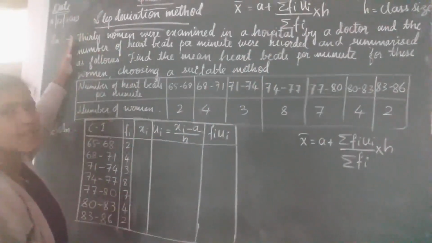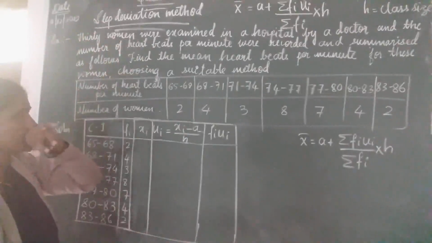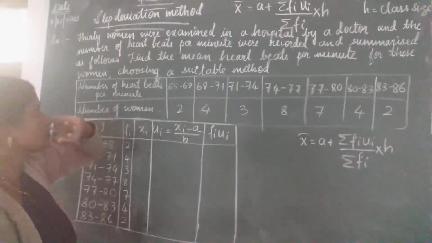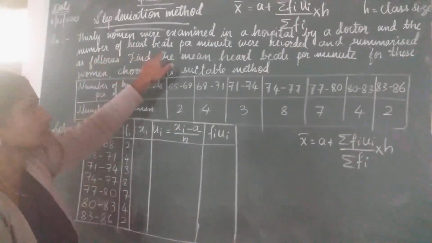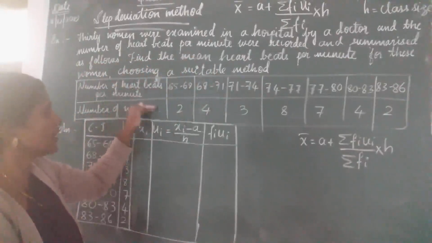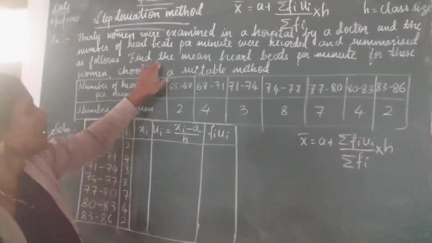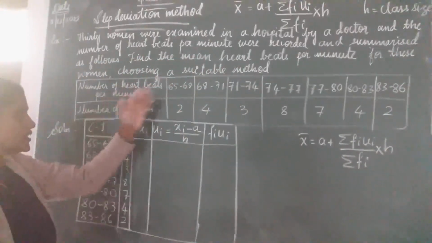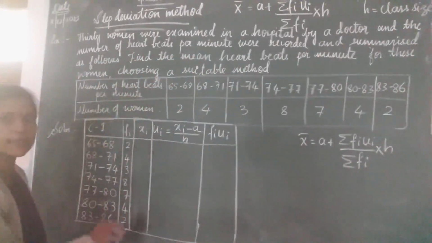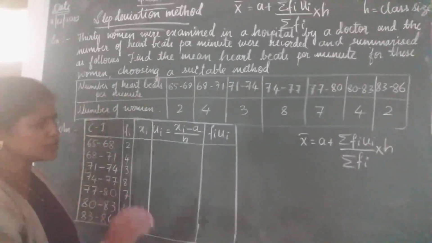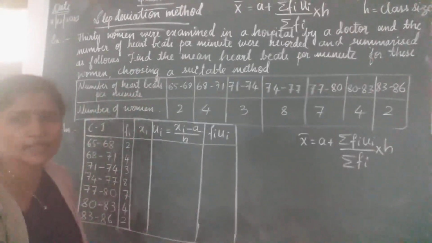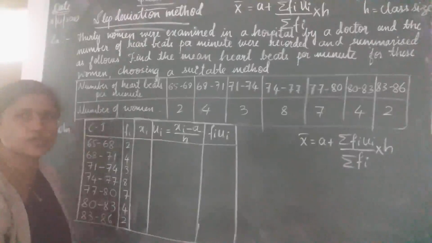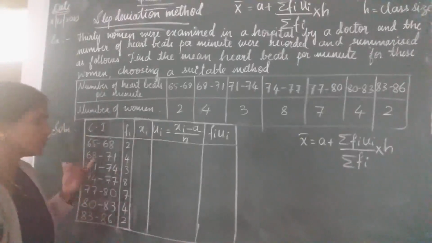Now I have taken the example here: 30 women were examined in the hospital by the doctor and the number of heartbeats per minute were recorded. They are given in the column here. Find the mean heartbeats per minute for these women, choosing a suitable method. If you use any of the methods, you will get the same answer as an approximate value. So let us go for the columns here.